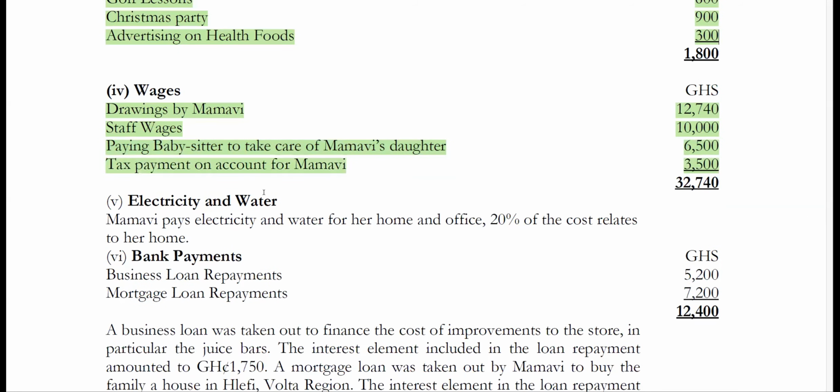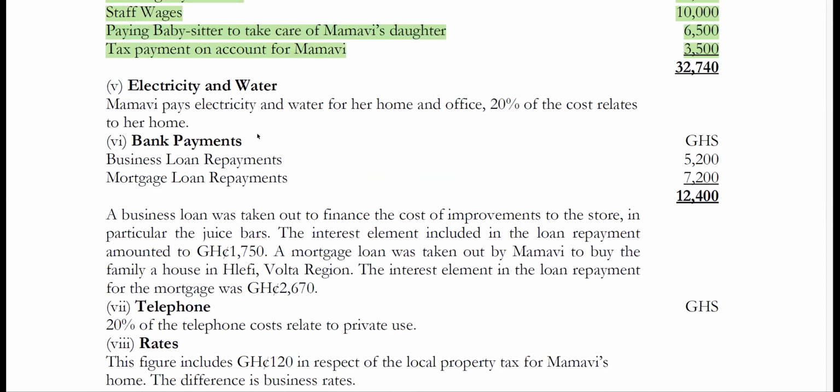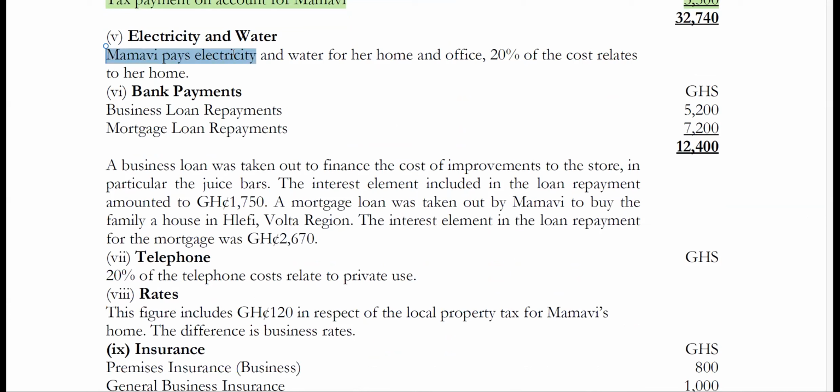She paid some taxes. Right. And you haven't learned that rule. I assume you haven't learned that rule now, so let's just ignore it. I just want the basic ones which you can. Mama V pays electricity and water for her home and office, and 20% of the cost relates to her home.